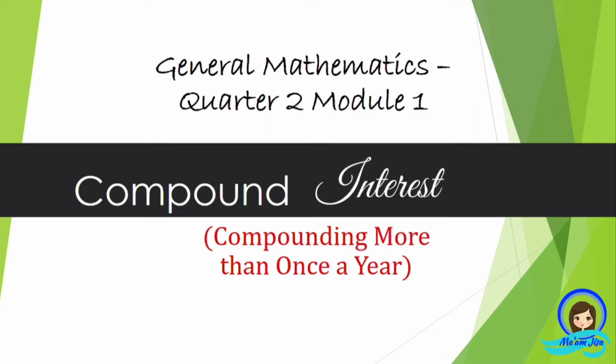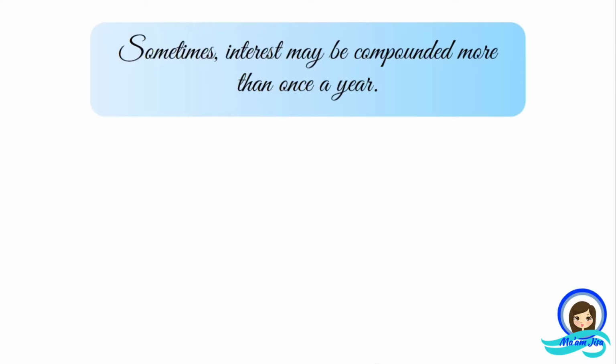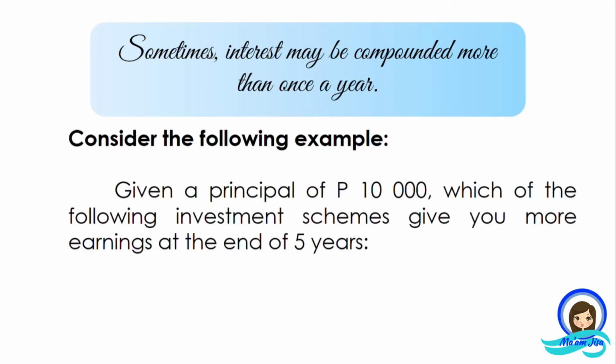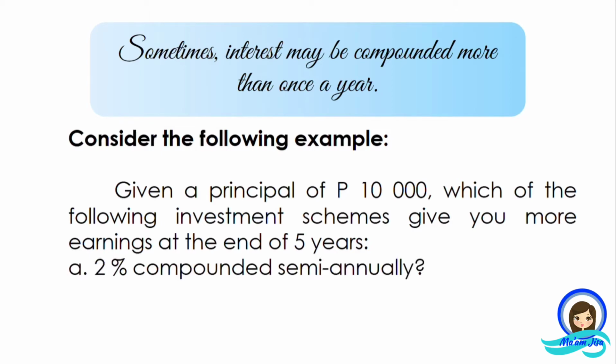I will share with you this time about compound interest, particularly compounding more than once a year. Sometimes, interest may be compounded more than once a year. Consider the following example. Given a principal of 10,000 pesos, which of the following investment schemes give you more earnings at the end of 5 years? A. 2% compounded semi-annually, or B.